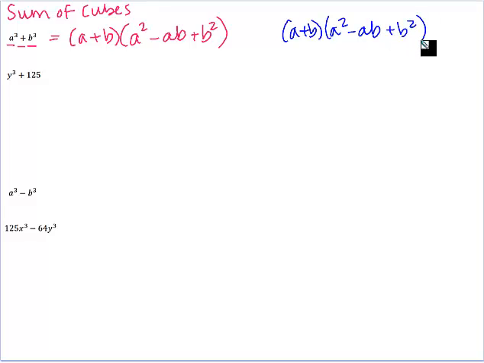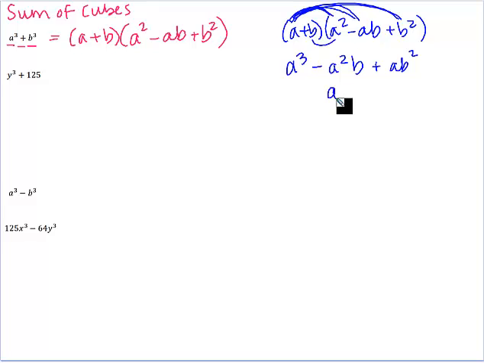So if we want to check this, we first have to take the a and distribute it to each. So a times a squared is a cubed. A times negative ab is minus a squared b. A times b squared is plus ab squared. Now we'll do the same with the b. B times a squared is a positive a squared b.